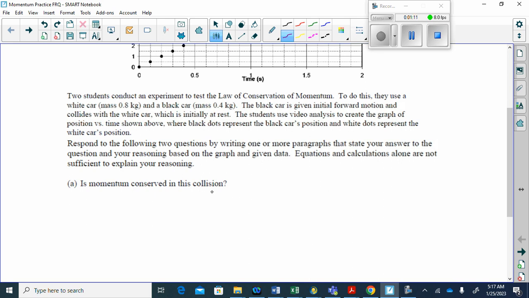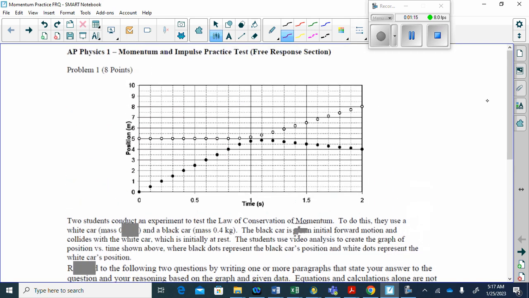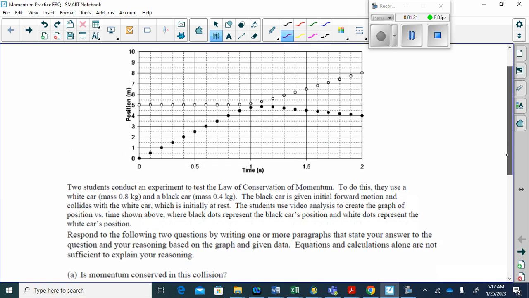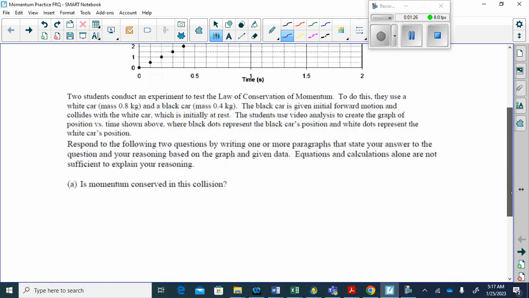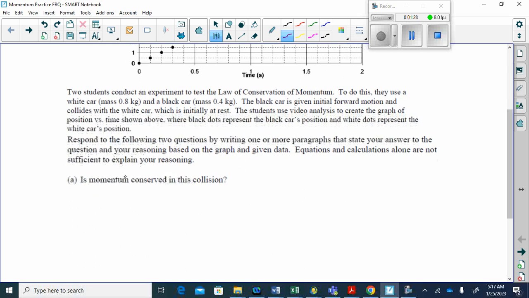To figure out if momentum is conserved, we look at this and we have two different objects, a black cart and a white cart, and they both have graphs that are separate from each other. We'll talk more about that graph in just a second. So the basic outline to figure out, is it conserved? We will have some kind of conservation of momentum experiment. So we're going to verify this law.